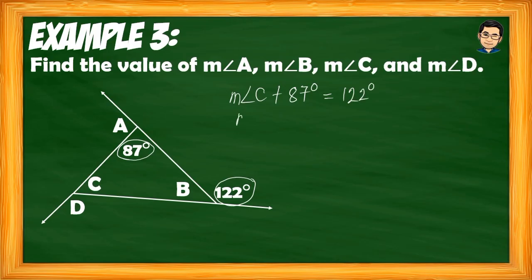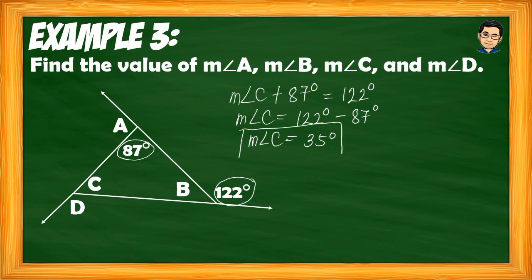So, the measure of angle C is equal to 122 degrees minus 87 degrees. So, kapag sinubtract po natin yan, ang ating sagot po dyan is 35 degrees. So, yun po yung sukat ng angle C. So, kapag inadd natin yung 87 tsaka 35, ibibigay niyang sagot is 122 degrees.